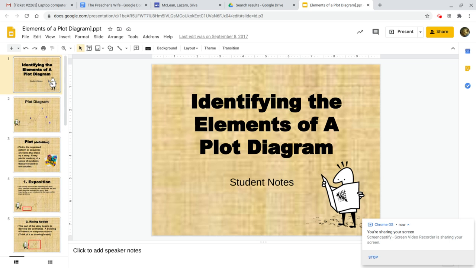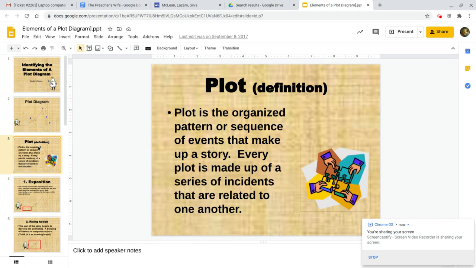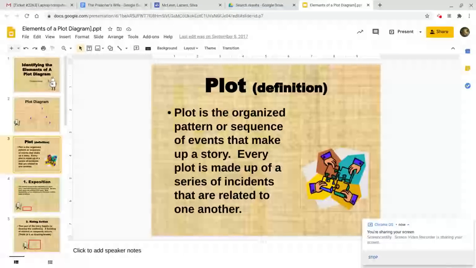Hey there, just talking about Unit 1, which is plot, setting, and conflict. One of the main things within that unit would be identifying the elements of a plot diagram. So a plot diagram is a tool used to break a story into its separate parts. Plot itself, as it says here, is the organized pattern or sequence of events that make up a story.